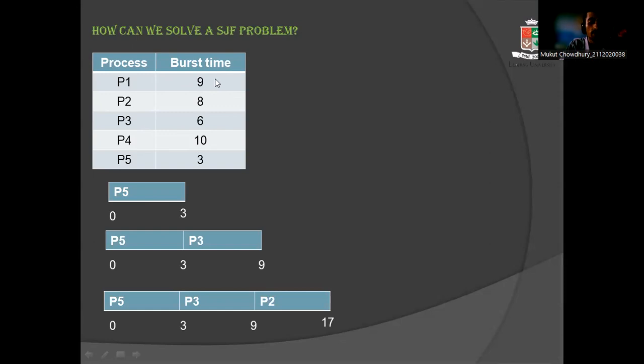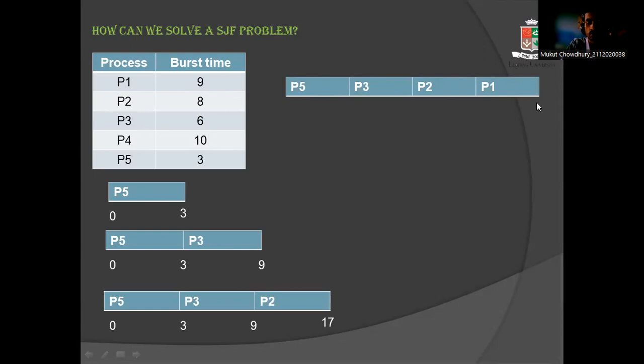So after P2, P1 will come and start its job. The start point of P1 will be 17 because the end point of P2 is 17. And when it completes its job, the end point will be 26, because its burst time is 9.